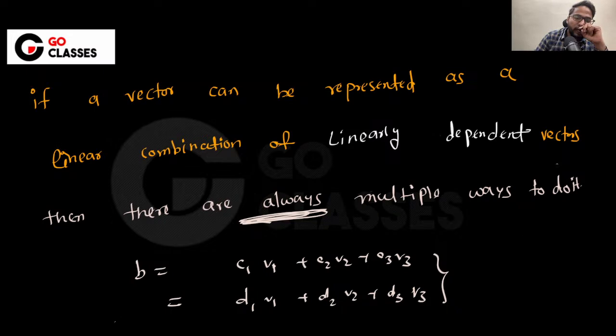Okay. So if you are representing B as a linear combination of some vectors, that's good. Then you will ask, are these vectors linearly dependent? तो फिर B को represent करने का एक तरीका नहीं है, हजारों हैं. अगर वो linearly independent है, तो केवल एक है. Okay. Cool.